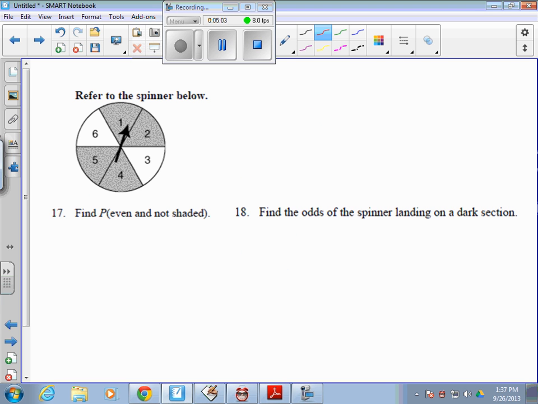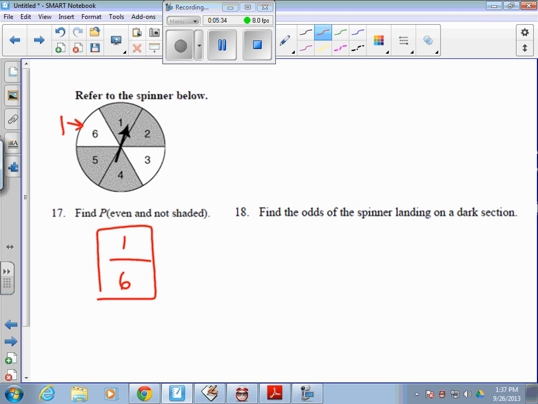17 says to refer to that spinner. It says find the probability of spinning something that's even and not shaded. There's only two spaces that are not shaded up here, 6 and 3, and 3 is not an even number. So the only one that works is 6. So that's one thing. So 1 out of, there's 2, 3, there's 6 of them total. So your probability is 1 out of 6. That's having to do two things correctly, not shaded and even.